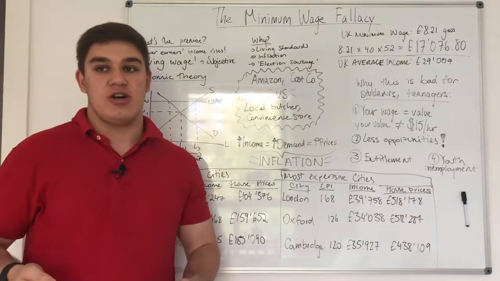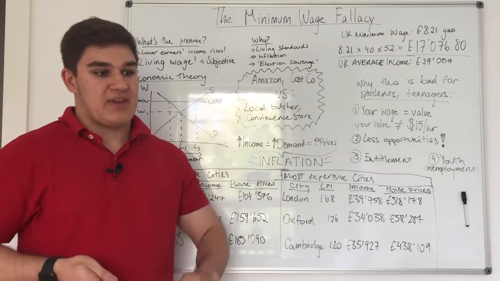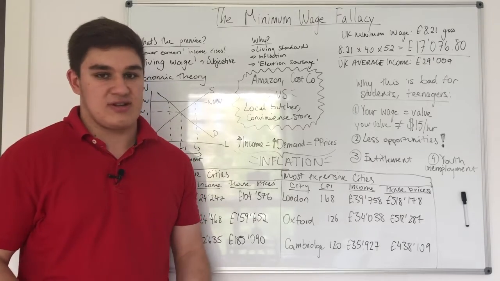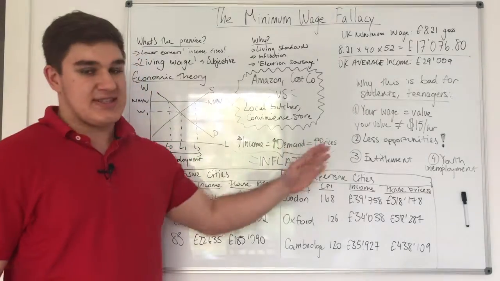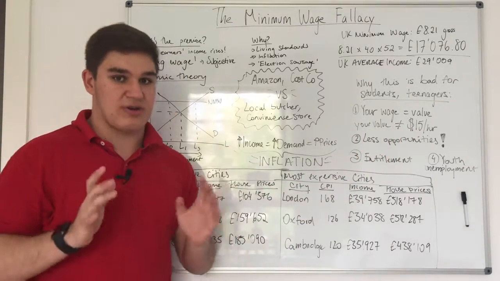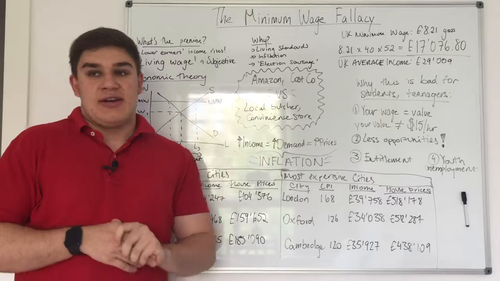Because if you own a butcher shop and you have to pay $15 per hour regardless, you're going to get someone skilled, not a teenager, obviously. So what does this lead to? Less opportunities. I'll put an exclamation mark here, because that's the real killer. This is the biggest problem.